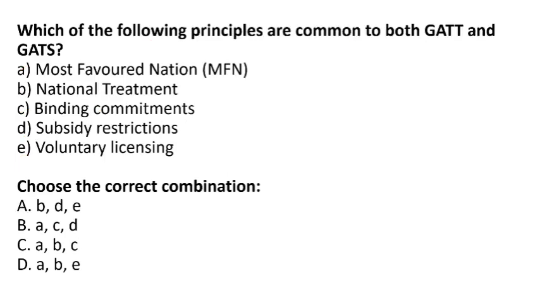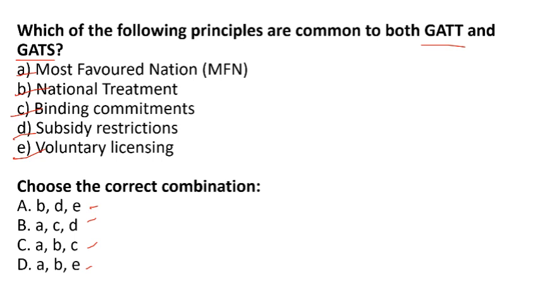Moving to the next question now. Which of the following principles are common to both GATT and GATS? Most favored nation, national treatment, binding commitments, subsidy restrictions, and voluntary licensing. There are some principles in these five options which are common in GATT and GATS as well. So which are those? BDE, ACD, ABC, or ABE? You can give your answer in the comment box as well. I'll give you some time for it.